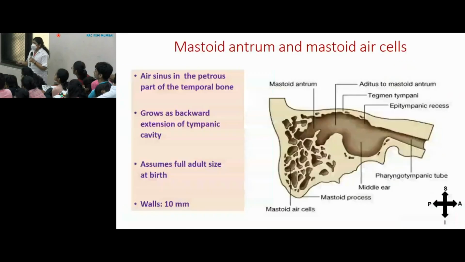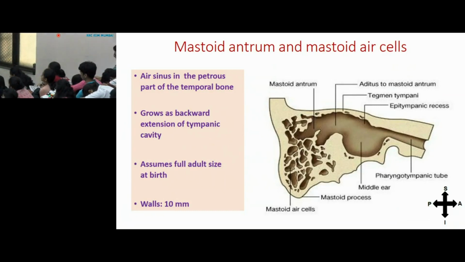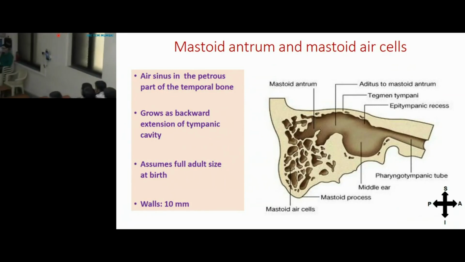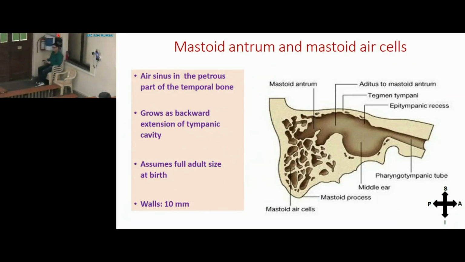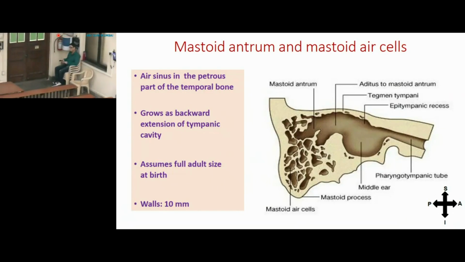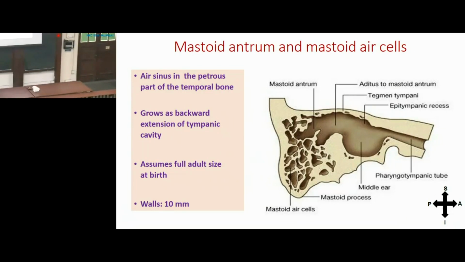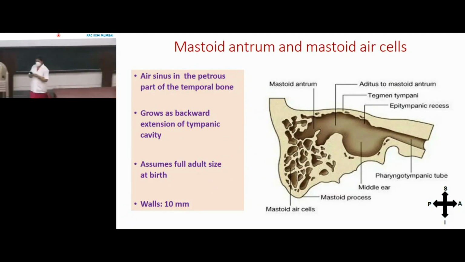So as I have already mentioned, the mastoid antrum is the extension of the tympanic cavity. Here you can see the tympanic cavity, and posteriorly it extends as the mastoid antrum. And within the mastoid process there are many mastoid air cells. These mastoid air cells open at the floor of the mastoid antrum.